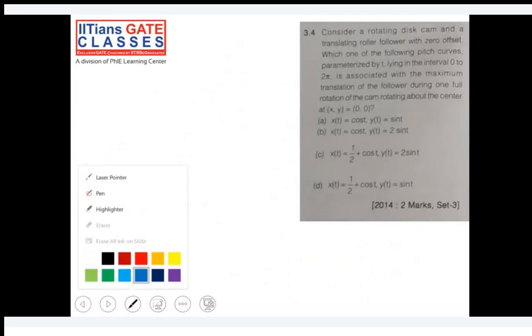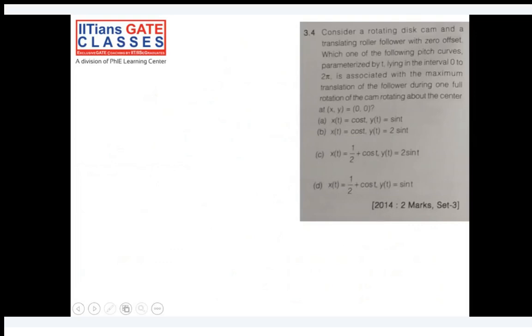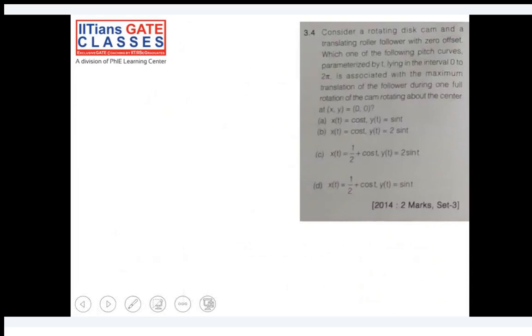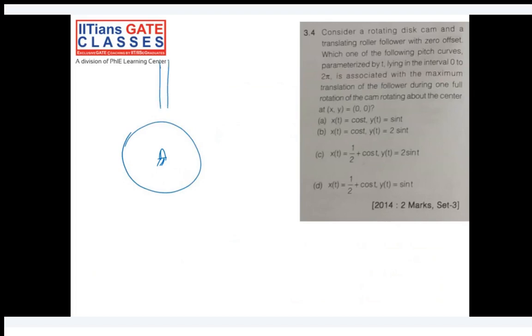Consider a rotating disk cam and a translating follower. Okay, try to understand this question. Consider a rotating disk cam and a translating follower with a zero offset. So we have a cam like this, and we have a follower. Okay, maybe like this. And the cam is rotating like this.